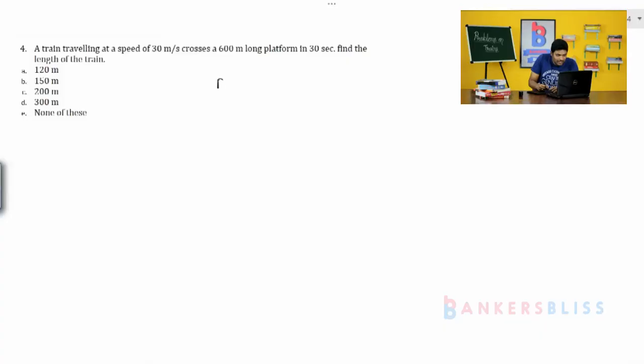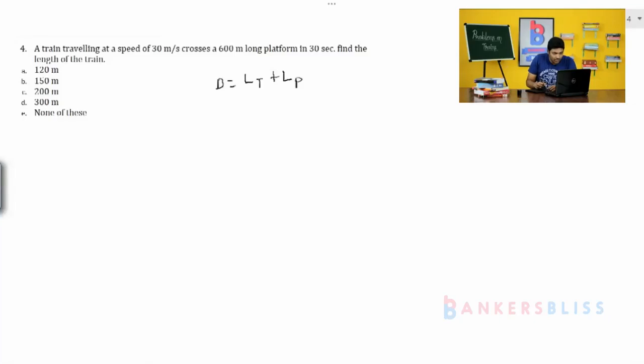So here, total distance is equal to length of the train plus length of the platform, because when you get a case like a platform or a bridge or a tunnel or another train, we have to add it with the train. So the total distance will be equal to length of the train plus length of the platform.